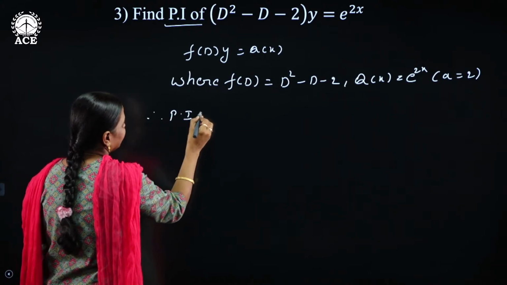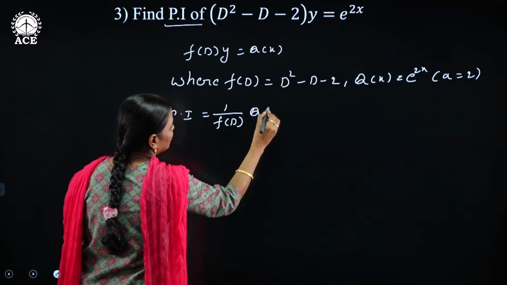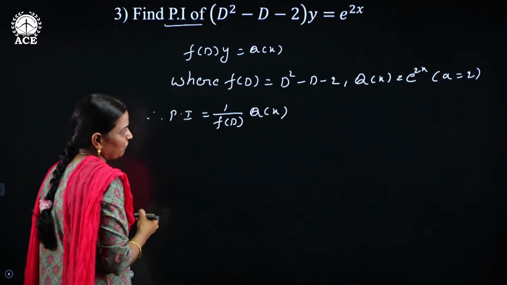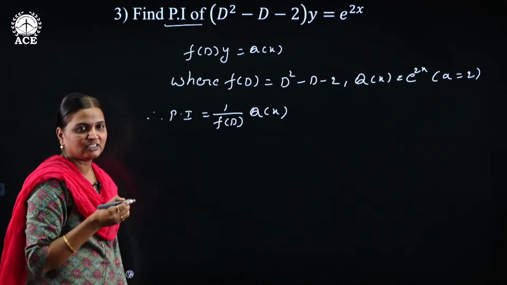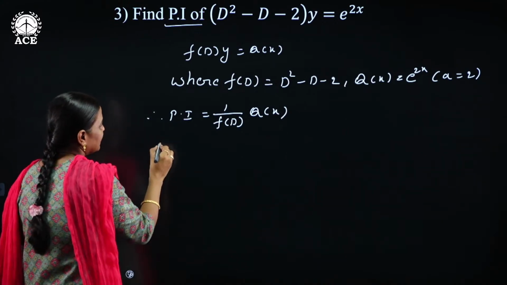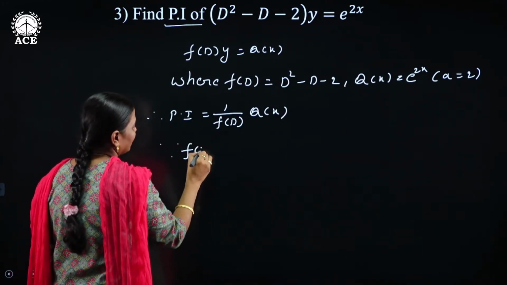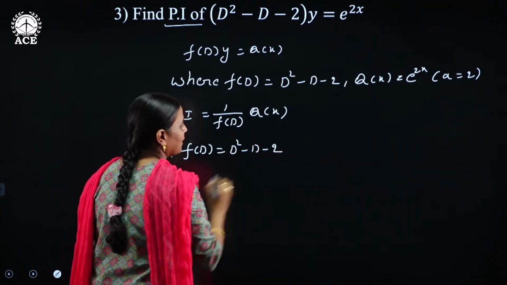Therefore, the particular integral, by definition, is 1 by f of D into Q of x. What is f of D? First, before writing f of D, check whether the functional value is equal to 0 or not. f of D is equal to D square minus D minus 2.